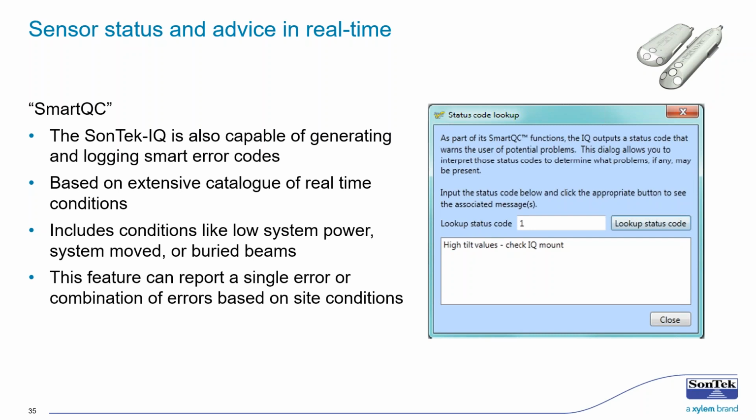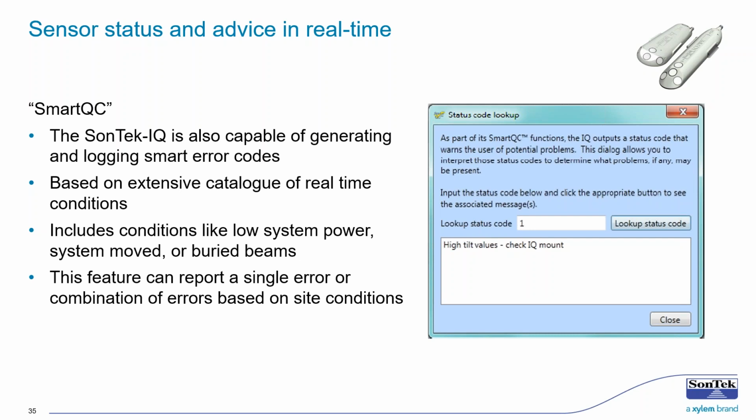And the last thing I want to touch on when it comes to the software and some of the features with the IQ is the Smart QC feature. The SonTek is capable of generating and logging smart error codes based on an extensive catalog of real-time conditions. Some of these conditions can include things like low system power, perhaps the system's moved, or the beams have become buried. And what's nice about this feature is it can report a single error, or it can report a combination of errors that it's experiencing in real time.